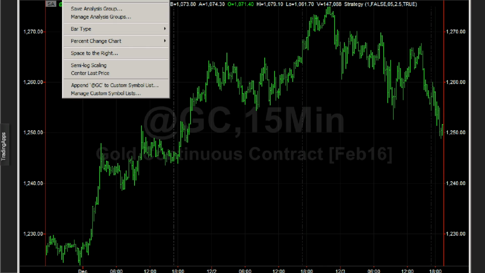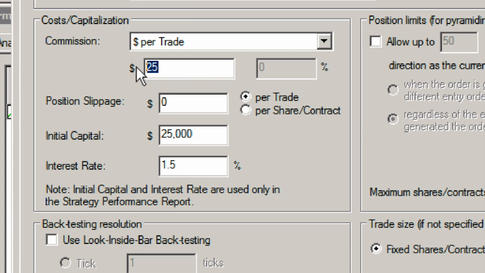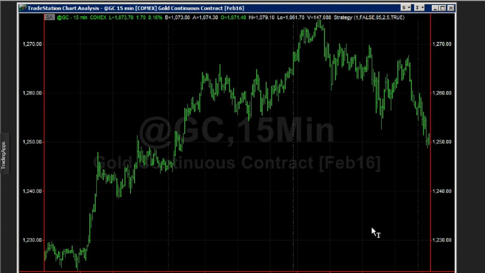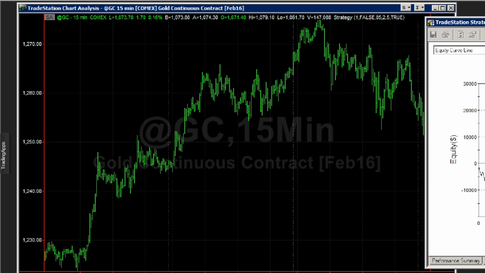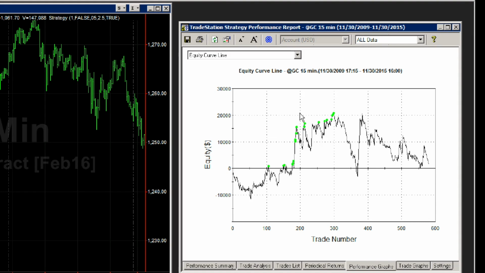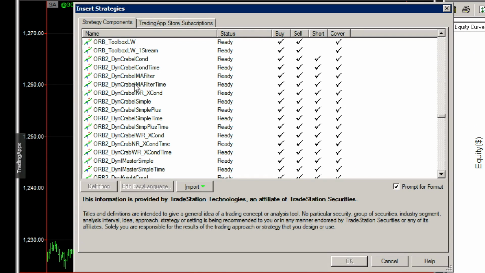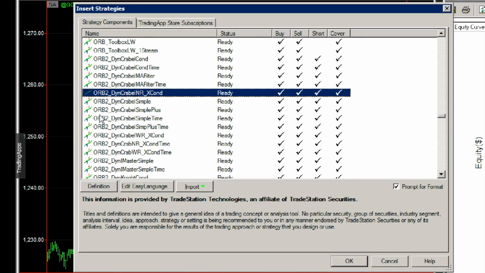Okay, first of all, I did add commissions and slippage. I went ahead and just added $25 for a round trip. Excuse me, $25 per side. So that's a $50 round trip for slippage and commissions. And what I have loaded is just our standard simple Crable with no filters and just the default value. And you can see that's what the equity curve looks like. Let's try inserting a dynamic Crable narrow range condition.